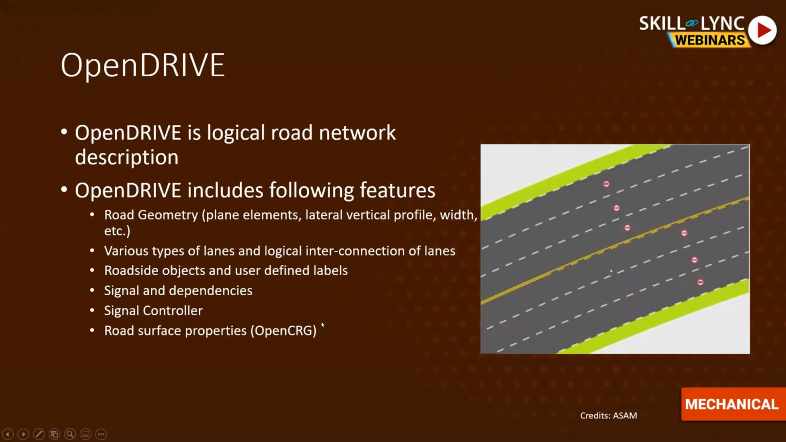For road surface properties, it is defined by a different standard, but it comes under Open Drive as well. So here you mention the road surface properties, which are crucial while designing the vehicle, the vehicle system, the mechanical aspects of the vehicle. So this will be important there. So this is the first standard.